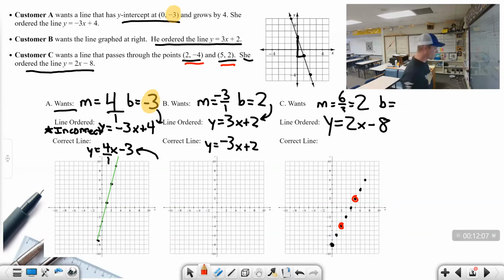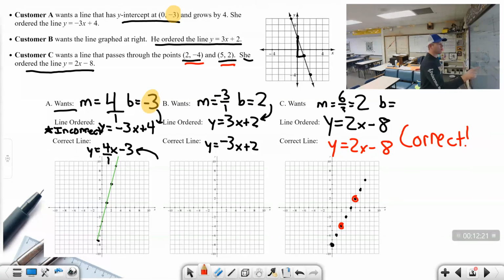It looks like the line was correct. So let's go ahead and write in, this line was correct. Y equals 2x minus 8. This one was correct. For the record, we should put a star, and this one was incorrect. Sorry, I forgot to write that down.